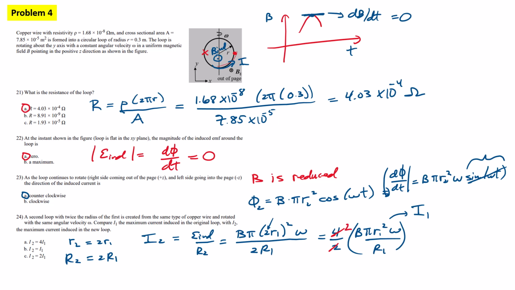So the correct answer for this: once you double that radius, sure, you've made the resistance bigger, but you've also made this induced EMF 4 times bigger, and you've increased the resistance only by a factor of 2.